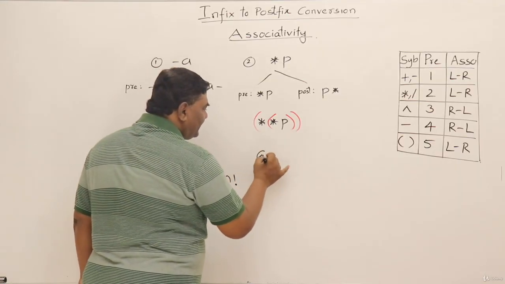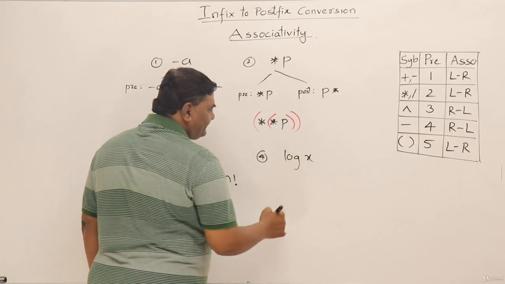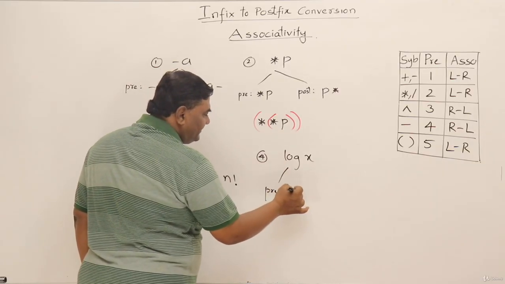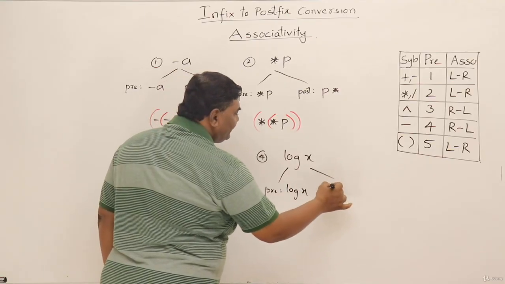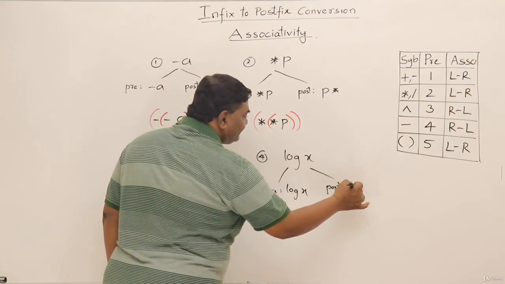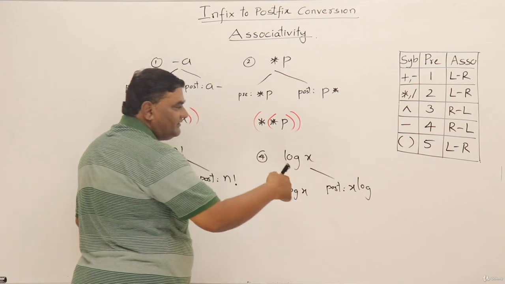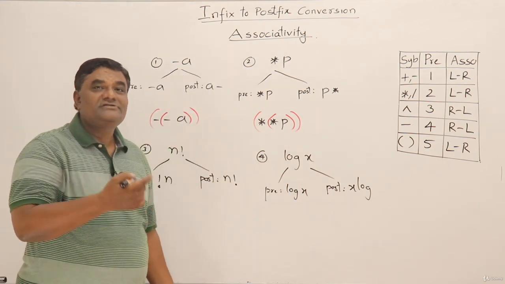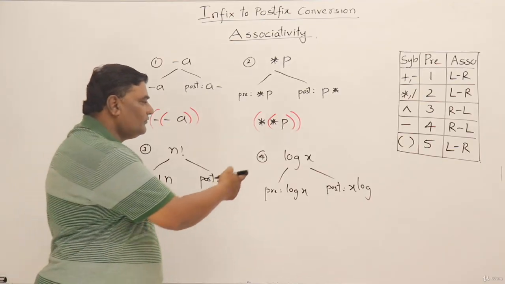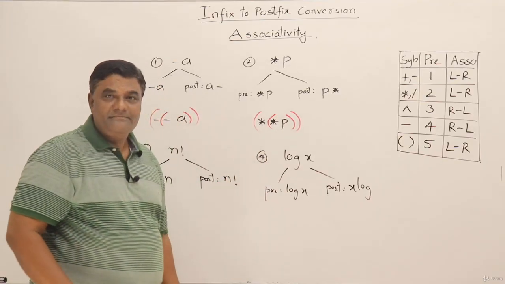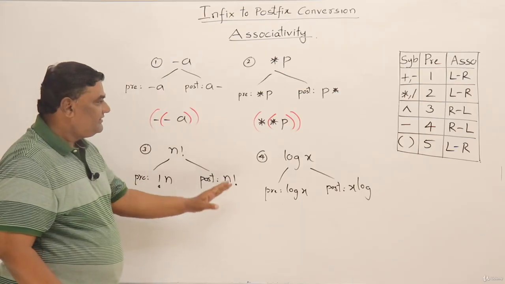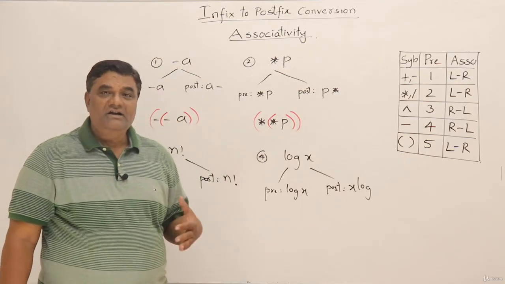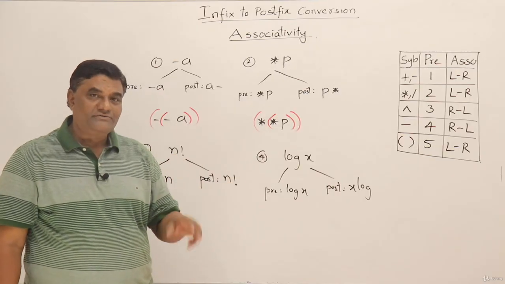Now one more operator, log x. What is the prefix of this one? The operator name is log. So it will be log x only. Then what is the postfix form of this one? It will be x then log. Postfix, so the operator comes afterwards. So I have to write it afterwards. The operator comes before in prefix, so it's already before only. So I should take it as it is. So these are a few examples of unary operators I have shown you. Unary operators in languages usually have highest precedence and they have right to left associativity.